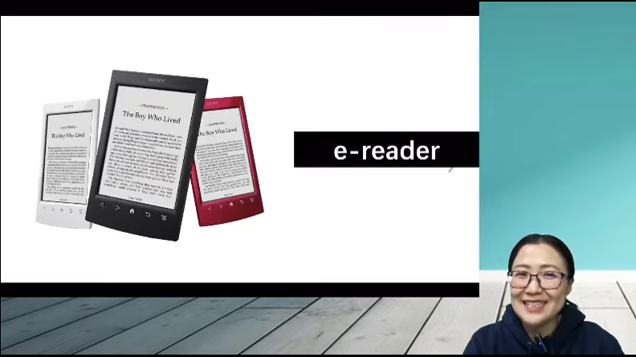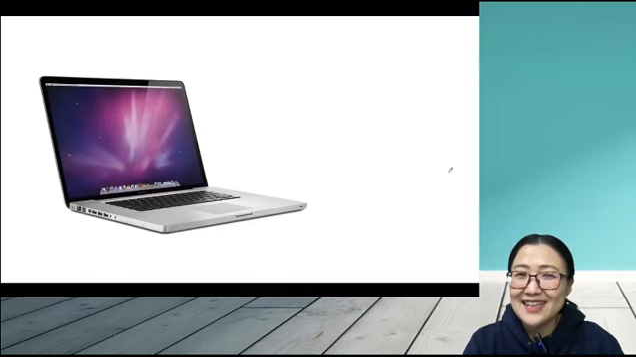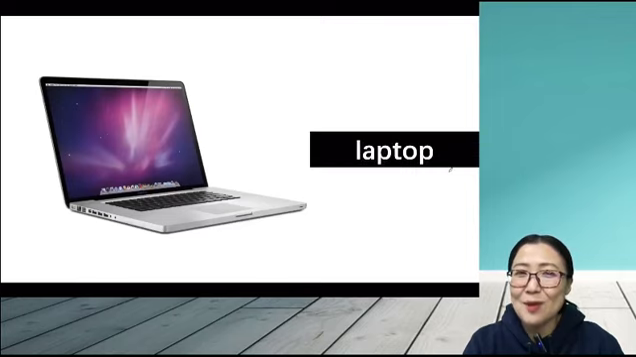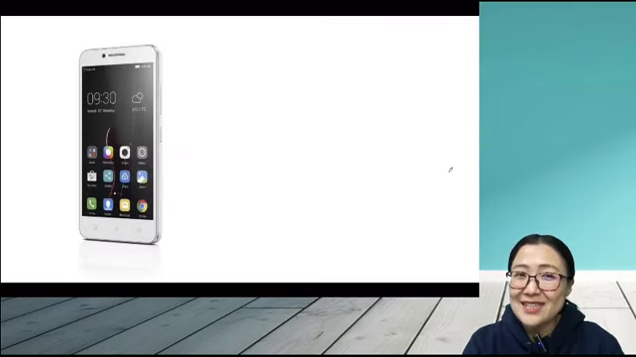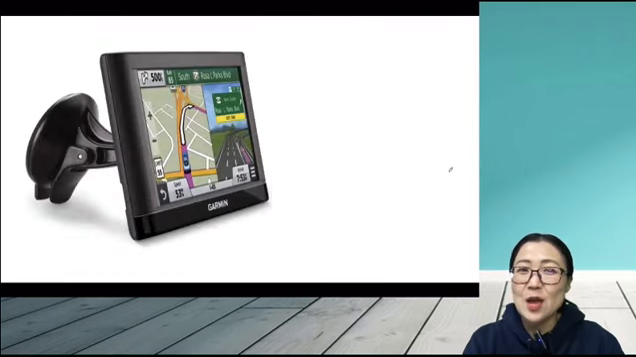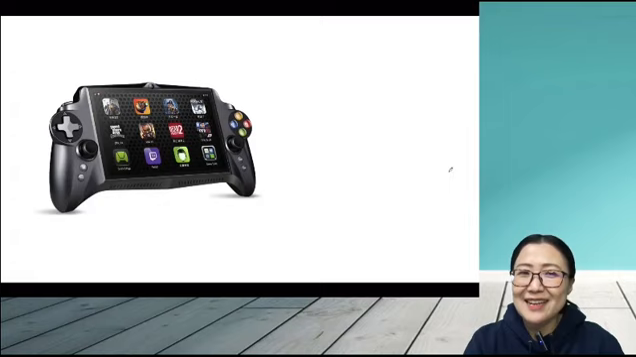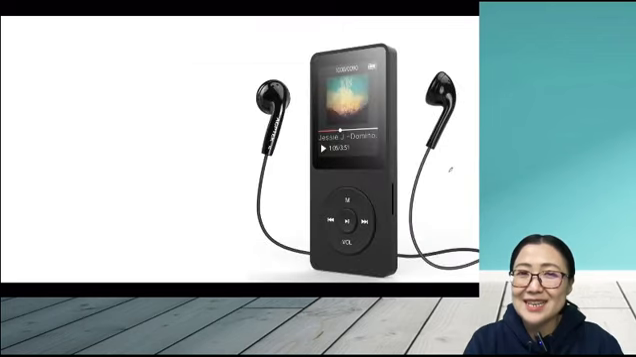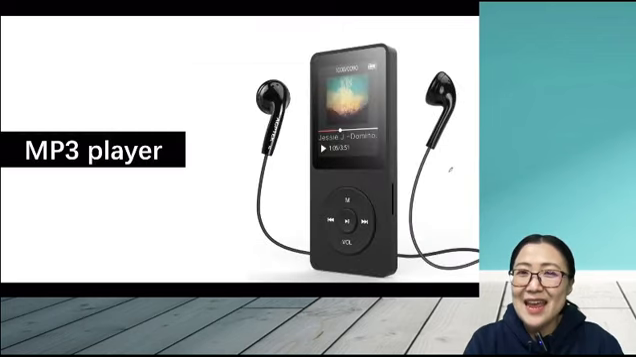What is this? So this is an e-reader, right? What about this one? This is a laptop. And what is this? Right, this is a smartphone, right? Smartphone. What about this one? That's right, it's a GPS. Okay, and what is this? This is a games console, right? And what is this? This is a MP3 player, okay?